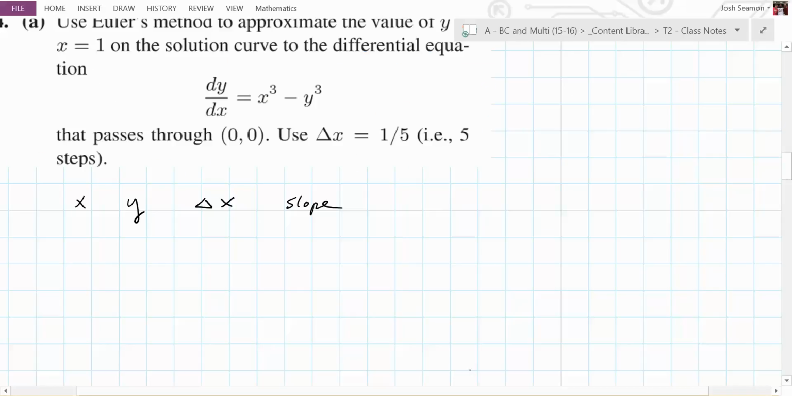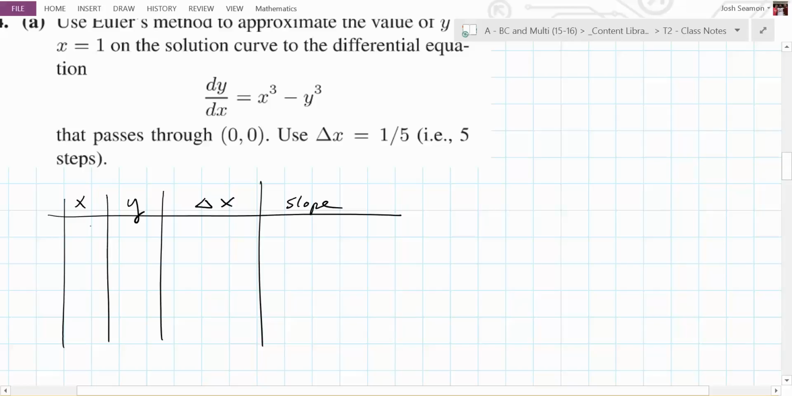So what point are we starting with? 0, 0. Yeah, we're starting with 0, 0. Nice. And what's our delta x? 0.2. Is that correct? Yeah. Nice. Okay. So what is our slope at that point? 0. Why 0, Kevin? x cubed minus y cubed is in this case going to be 0. Yep, the slope is 0.